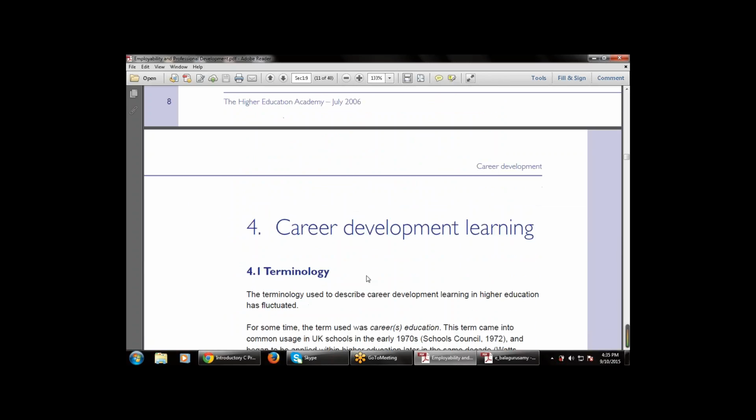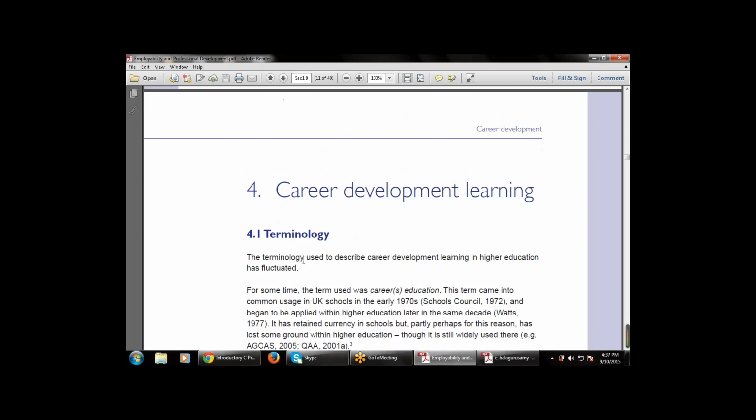Now, the fourth one is career development learning. That is how to develop the career, the career development learning. So this is the career development learning terminology that is used. That is used in scenario-based development. That is the career development terminology.